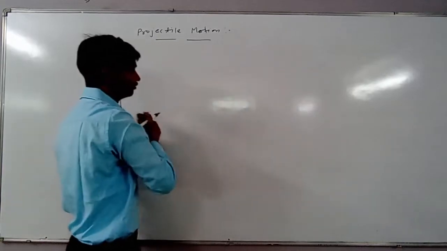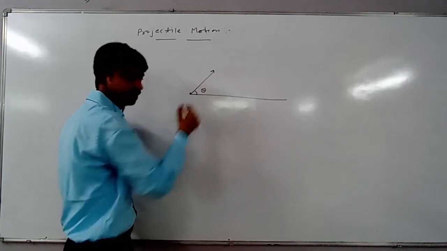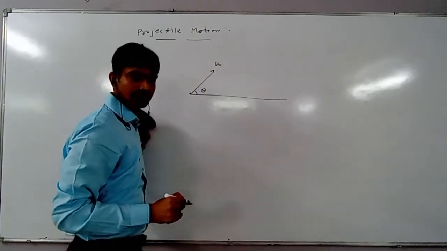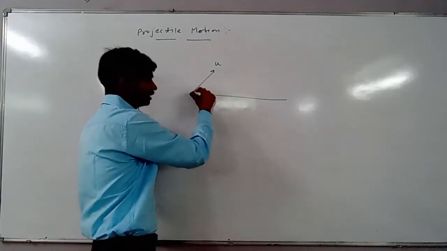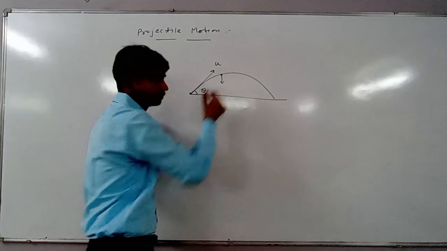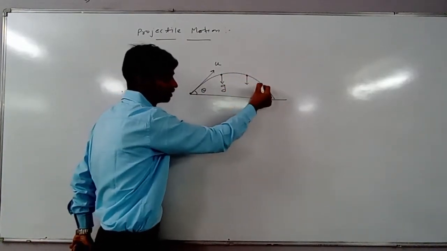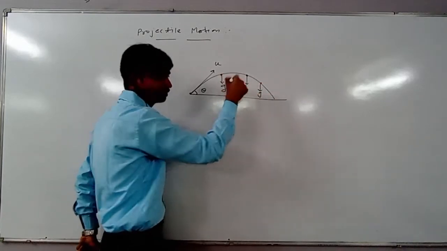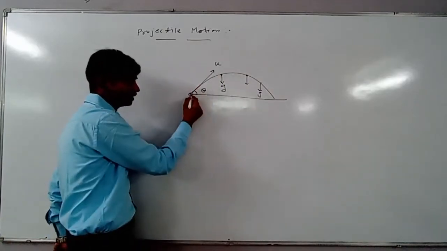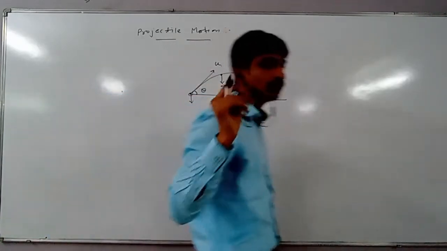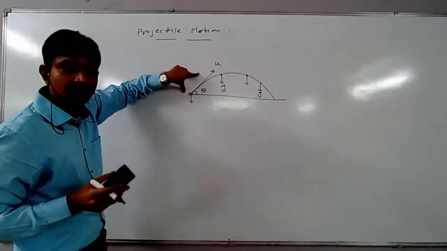But when an object is thrown making some angle theta with the horizontal, then it is known as projectile motion. Why? Because at any instant acceleration is always downwards while its velocity is variable. At least at the starting point, acceleration and velocity are not in the same direction. That's why this is known as projectile motion.